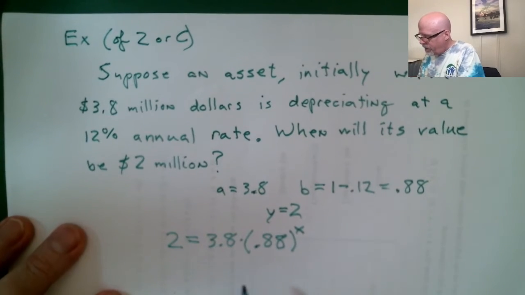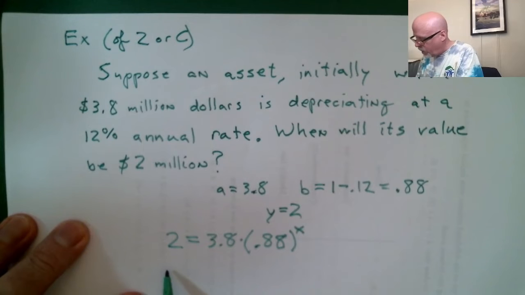My advice is first just do division. Get rid of the 3.8 on the right by dividing both sides by it. So we'll have 2 divided by 3.8 on the left, and we'll have this 0.88 to the x on the right.